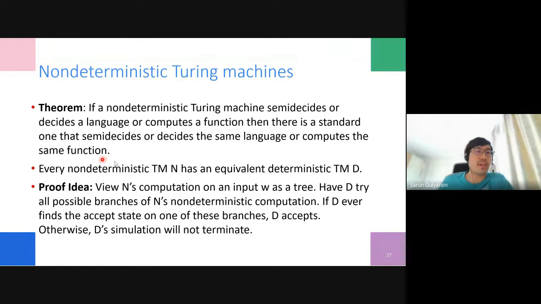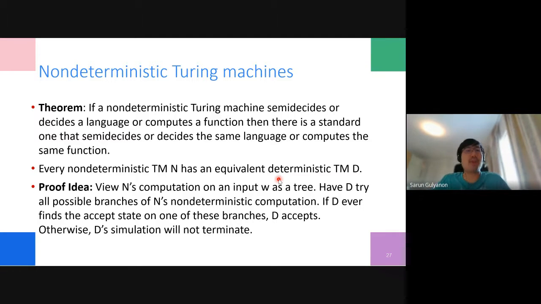So here is the theorem. It says that if there is a non-deterministic Turing machine that semi-decides or decides a language, or even computes a function, then there is a standard Turing machine that also semi-decides or decides the same language or computes the same function. Basically, this theorem tells you that for every non-deterministic Turing machine, there is an equivalent deterministic Turing machine that you can build, and they will decide the same language, semi-decide the same language, or compute the same function.